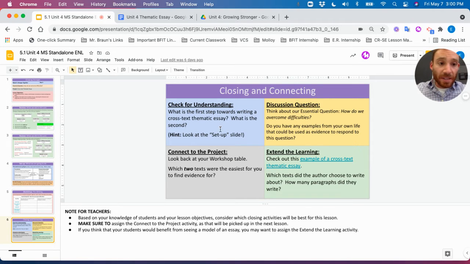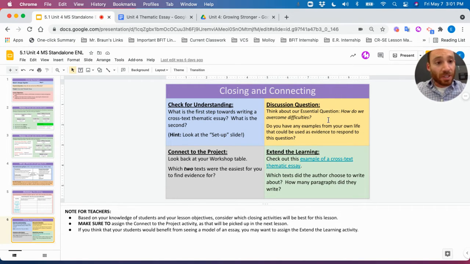There's a number of final activities if time remains, but this is a good opportunity to review the steps in writing a cross-text thematic essay, a good chance to have the students discuss which texts they're thinking about writing. It's definitely important to check up on students and make sure they have a good understanding of which text they'll use, as that's necessary before they could begin to move on to the later steps.